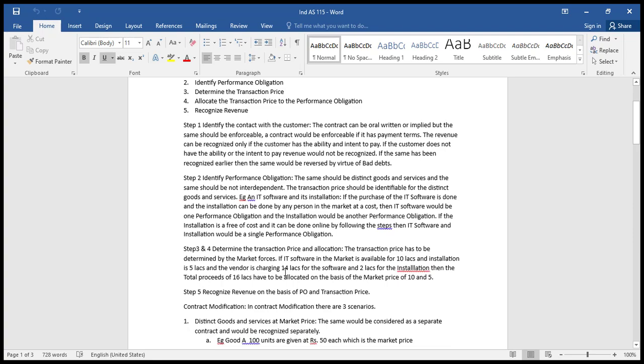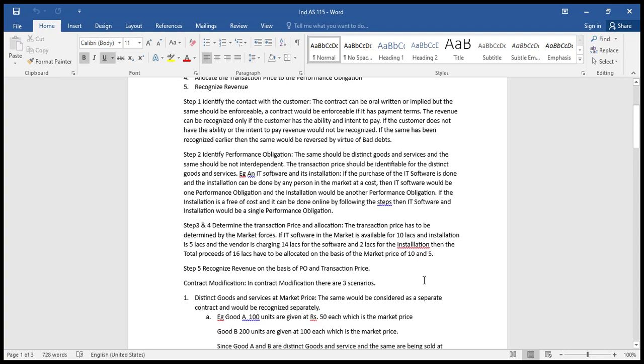Determine the transaction price and allocation. The transaction price has to be determined by market forces. If the IT software is available in the market at 10 lakhs and the installation is 5 lakhs, the vendor is charging 14 lakhs for the software and 2 lakhs for the installation. Then the total proceeds of 16 lakhs will have to be allocated on the basis of the market price, that is 10 and 5, and not 14 and 2. Recognize the revenue on the basis of PO and transaction price.